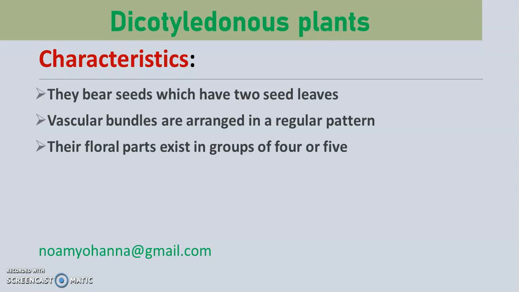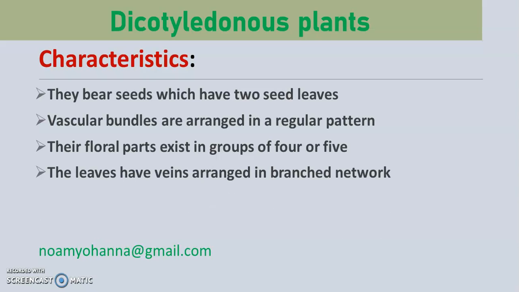Then they have leaves with veins in the form of a network, and they have tap roots that go down deeper into the soil, unlike the grasses that have fibrous roots on the surface of the soil. Most of them are annual plants except palm tree. Palm tree is regarded as a monocot plant because of the arrangement of the veins on the leaf.